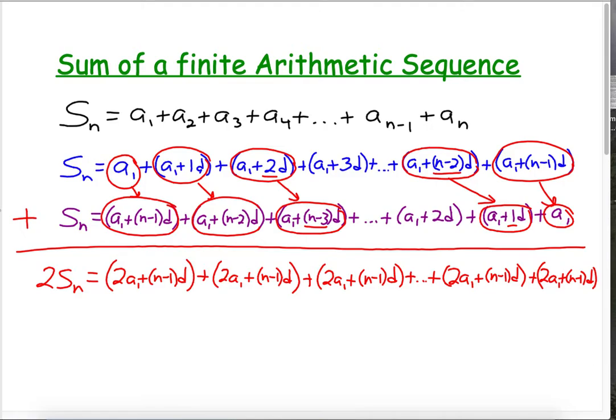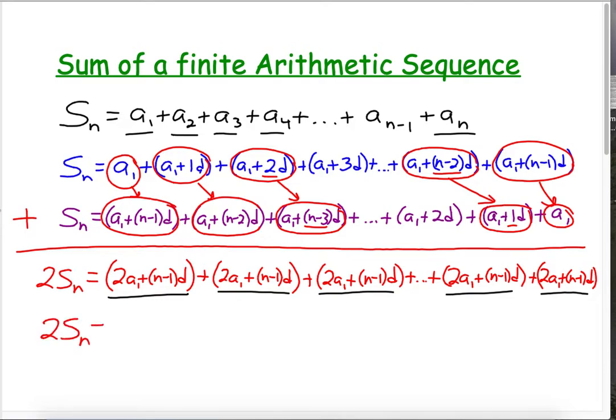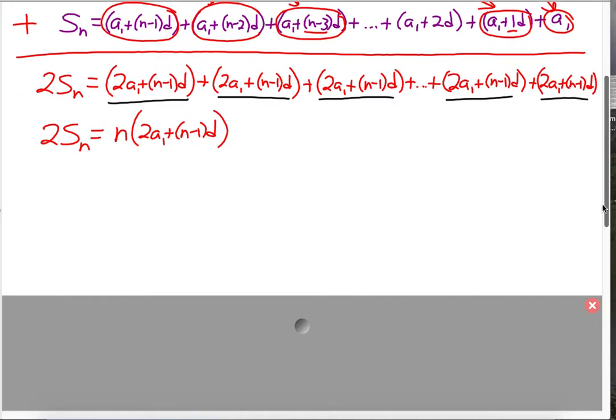Alright, so we've got the same term over and over and over again: 2a sub 1 plus n minus 1 times d. How many of these are we going to have? Well, look up at the top here. We had 1, 2, 3, 4. We have n of those. So what we really have here is 2s sub n is going to equal n of these, 2a sub 1 plus n minus 1 times d's. Now that looks a lot simpler.